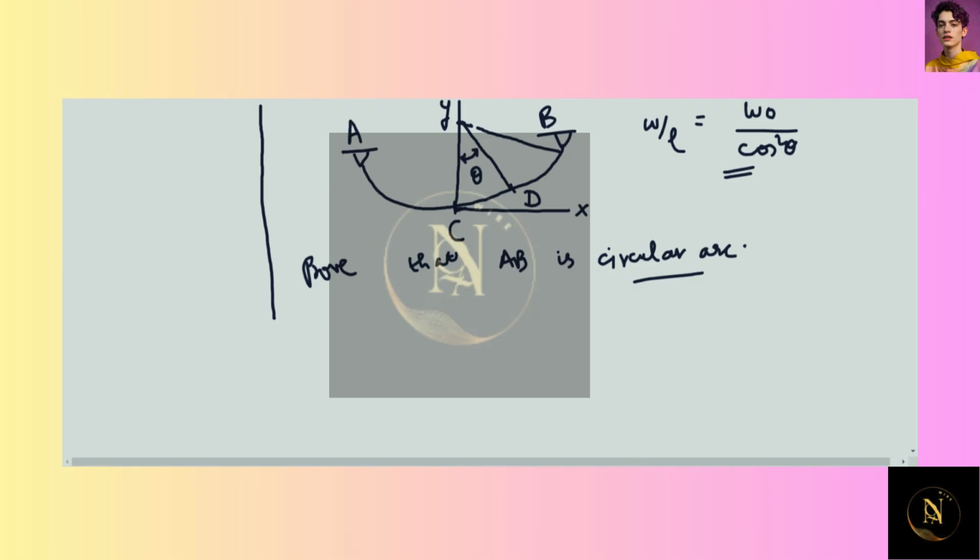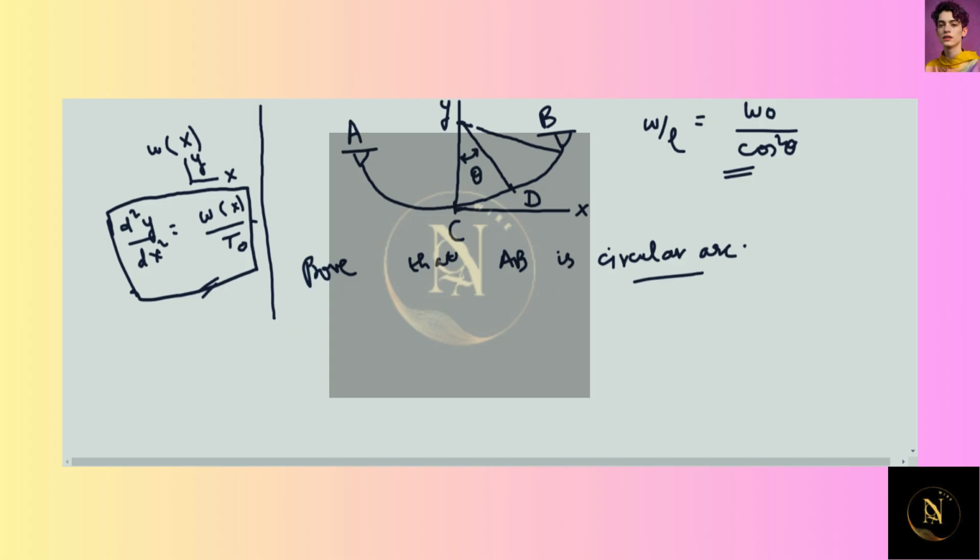Okay, so in this question we will use a property that we derived in the previous question, namely in question 124. We derived a property that if Wx is the distributed load acting on a cable, where x is this coordinate and y this coordinate, then x and y for the cable are related by the equation of the cable: double derivative of y with respect to x is equal to Wx over T naught, where T naught is the horizontal tension in the cable, that is, the tension at the lowest point. Using this property we will prove our question.